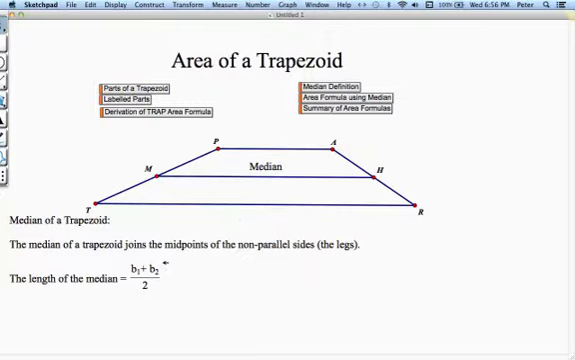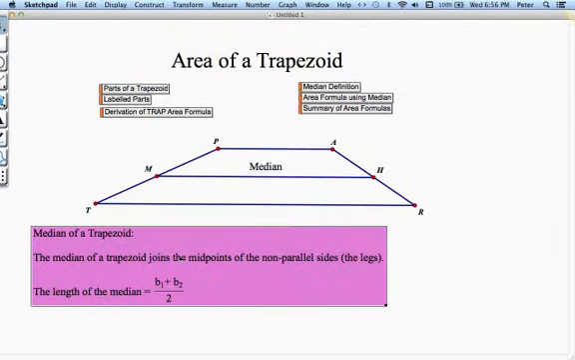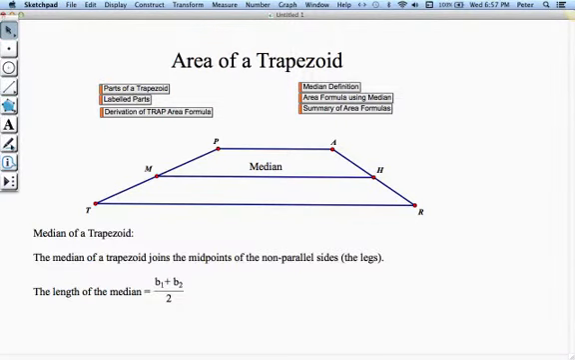Now, you'll recall maybe that a median of a triangle is a line which extends from a vertex to the midpoint of the opposite side. But that's not exactly what the median of a trapezoid is. In a trapezoid, a median is going to reach from the midpoint of one of the non-parallel sides to the midpoint of the opposite non-parallel side.